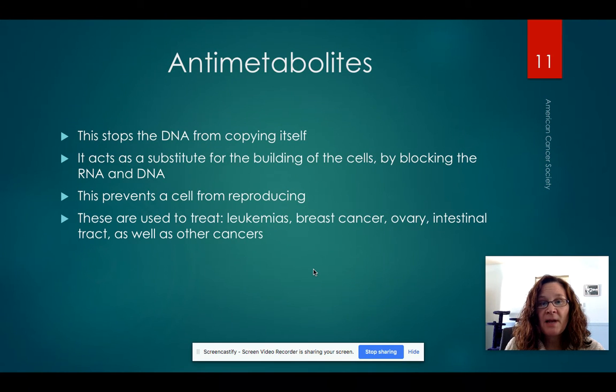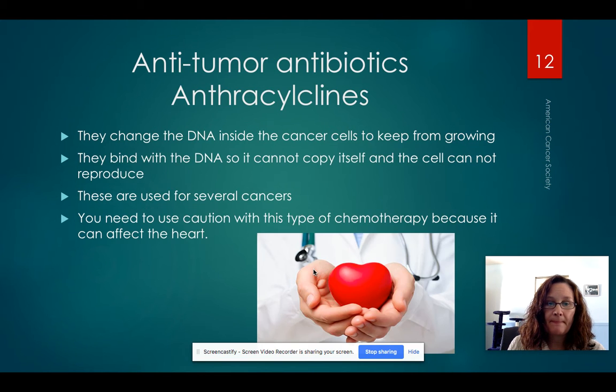The anti-metabolites, this stops the DNA from copying itself. It acts as a substitute for the building blocks of the cells by blocking the RNA and DNA. This prevents the cell from reproducing. These are used to treat leukemias, breast cancer, ovarian, intestinal tract, as well as other cancers.